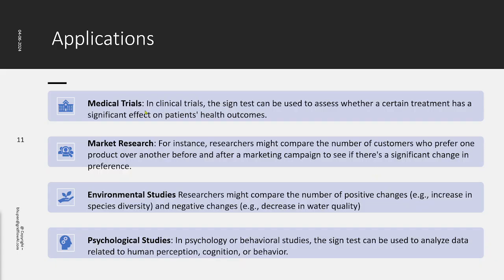Now, this sign test is pretty useful in medical trials, market research, environmental studies, and psychological studies. Wherever we have data which exhibits non-normal distribution and you have a case with outlier data, then you can consider using the sign test for either a one sample test or a two sample pair test.